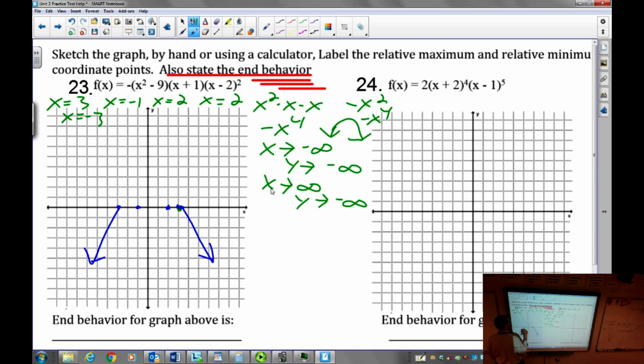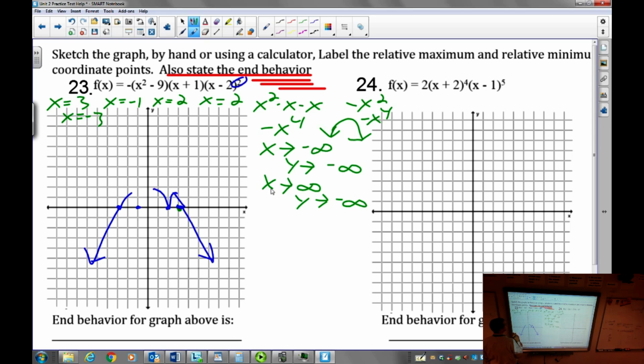Now, the in-between is where we're not sure. We know that it probably goes through at 3 and -3. So that's right here, so it does go through, and this one also goes through. But at x equals 2, it looks like it bounces. So we go boing. Because it's a multiplicity of 2, it bounces.